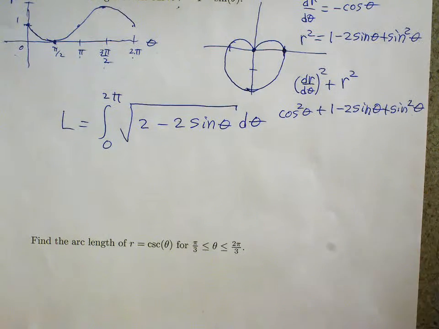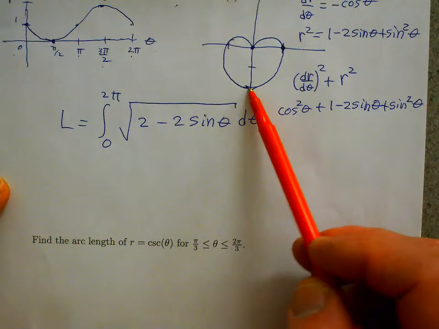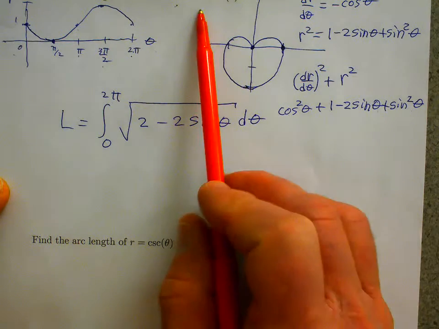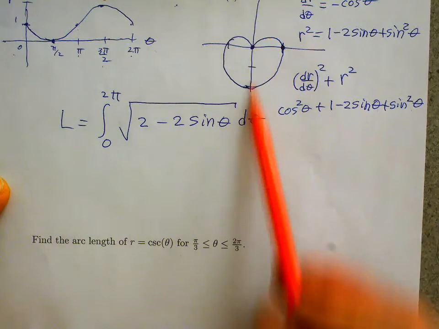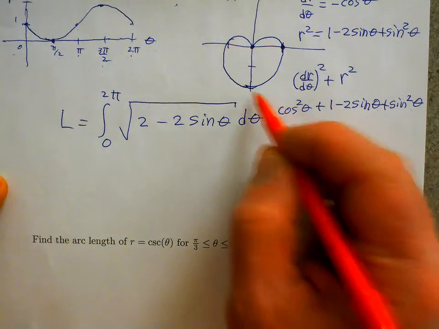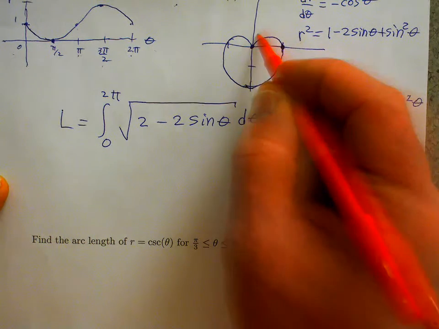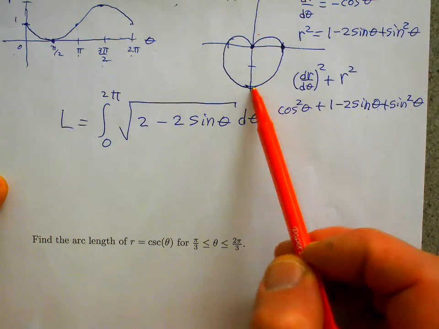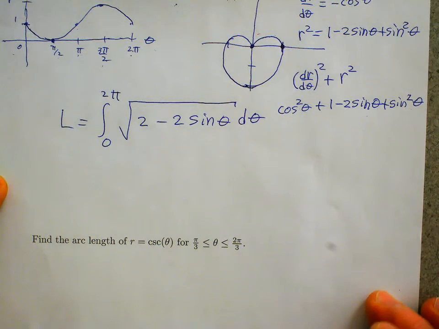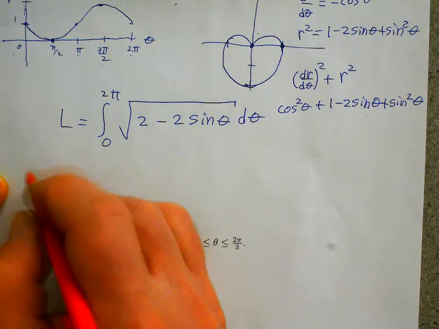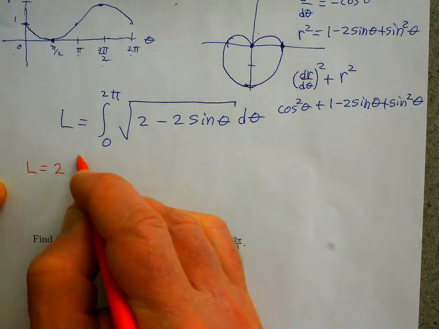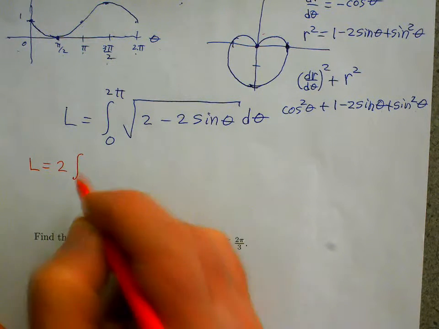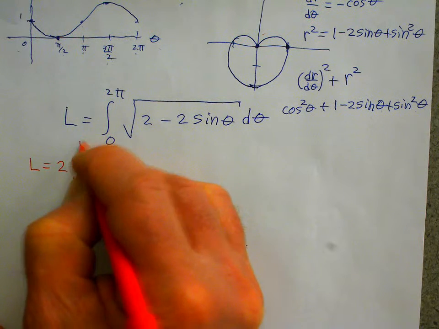Okay, so that's a setup. I want to take it a couple of steps further. Notice that the graph of r equals 1 minus sine of theta is symmetric with respect to the vertical axis. So if we integrate from negative pi over 2 to pi over 2, and then multiply that by 2, that will give us the entire arc length. So rewrite this. Instead of going from 0 to 2 pi, we're going to multiply 2 times the definite integral from negative pi over 2 to pi over 2.